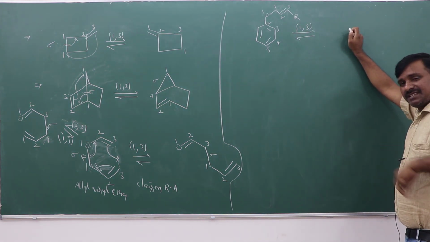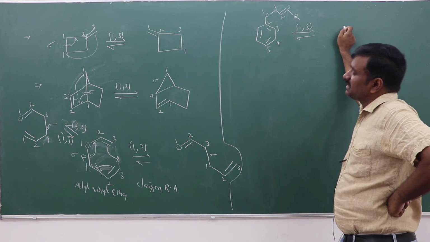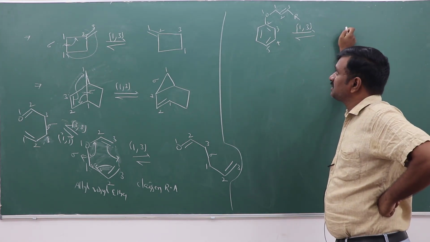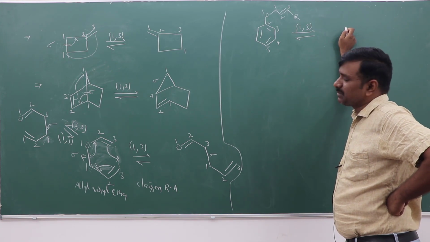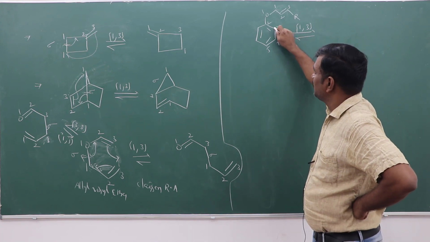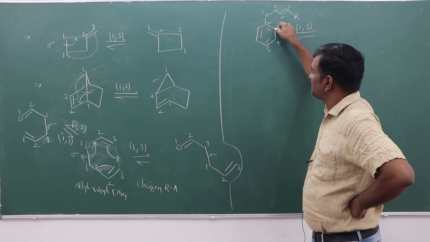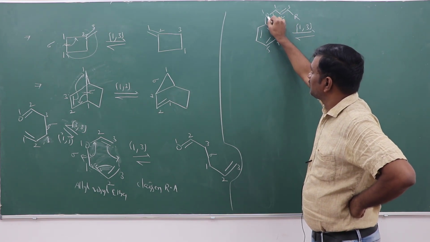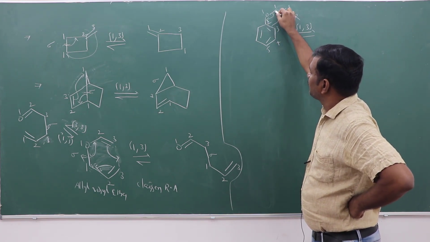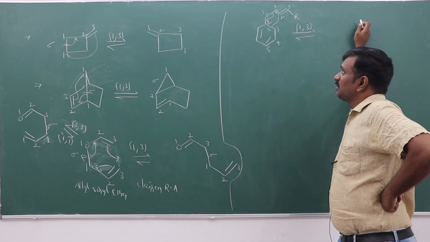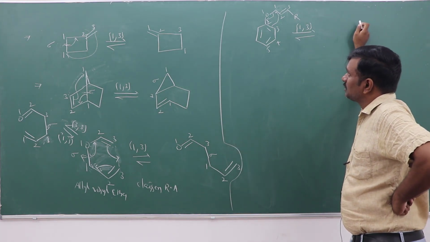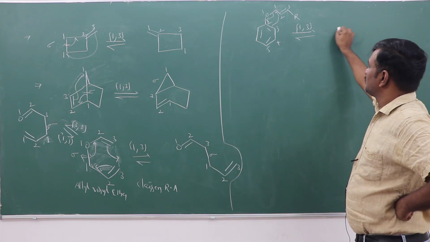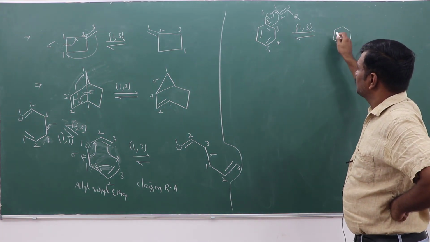If a 1,3 shift takes place, what will happen? Migrating the sigma bond from the 1,1 position to the 1,3 position, from these two positions to this position. So what will happen? The migrating sigma bond migrates from the 1 to the 3 position. So what will happen here?